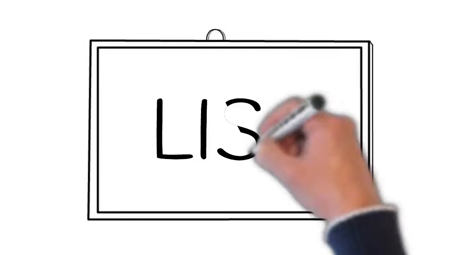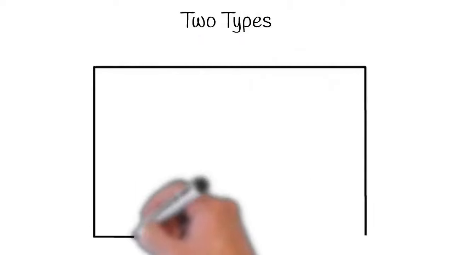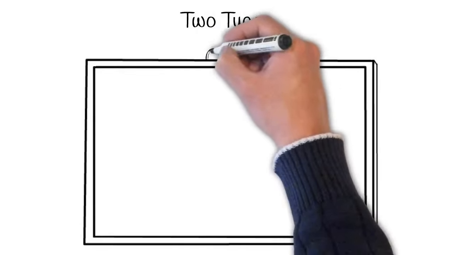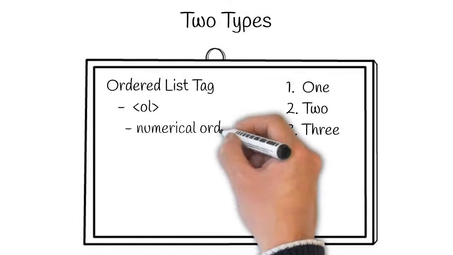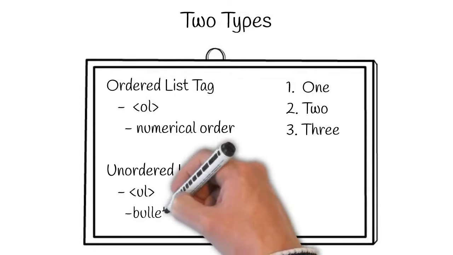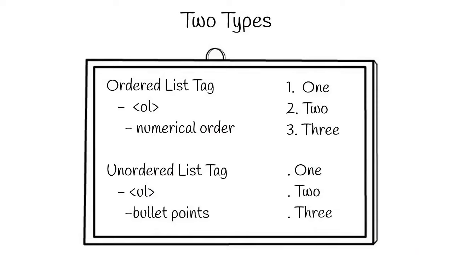In this section, we're going to go over HTML lists. Now there's 2 types of lists we're going to talk about in this one: ordered list and unordered list. Now we have ordered list, which is the tag OL, which comes in numerical order, and our unordered list, which is UL, which comes in bullet points.